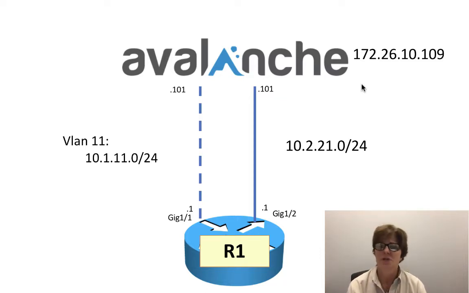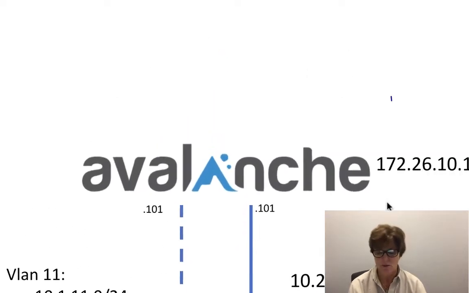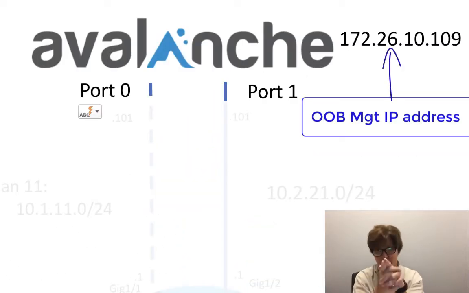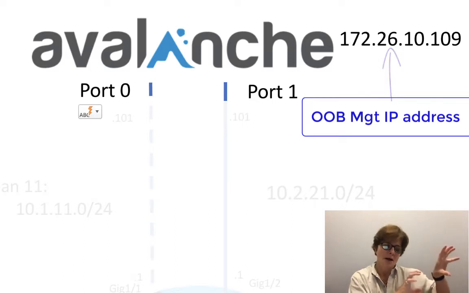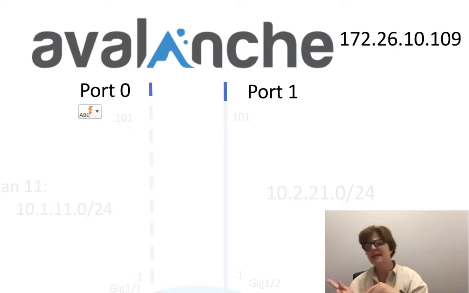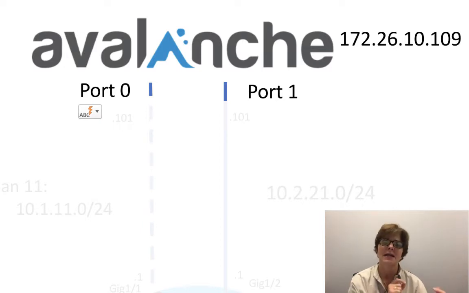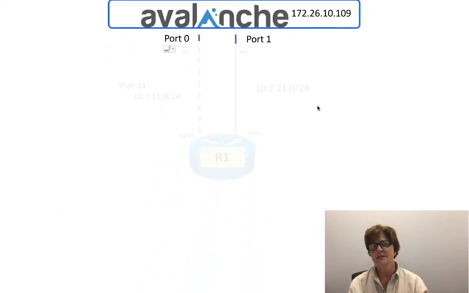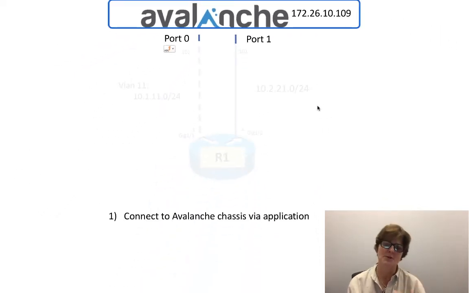The IP address of the chassis is 172.26.10.101. The first thing we're going to do is focus on my VM, my RDP session, my Windows session, and from that application, get into that IP address, and handle licensing and the port. So the first thing we're going to do is connect to the Avalanche chassis via the application, and we're going to license it. I already have the XML license, I'm just showing you how you license it.